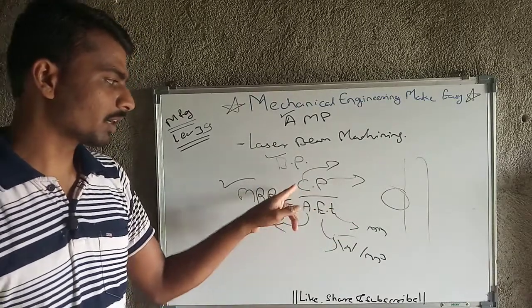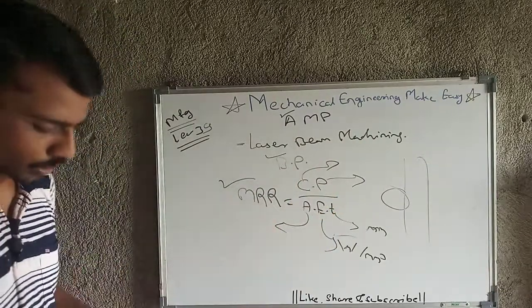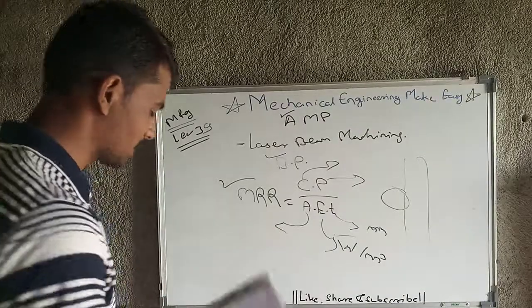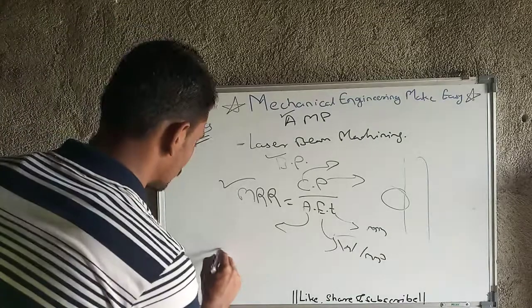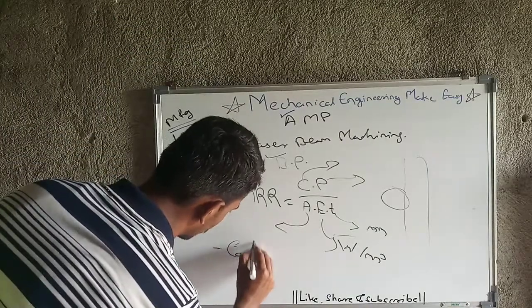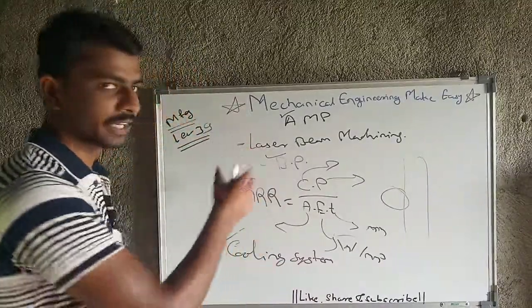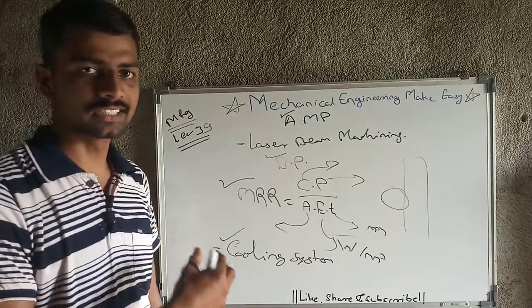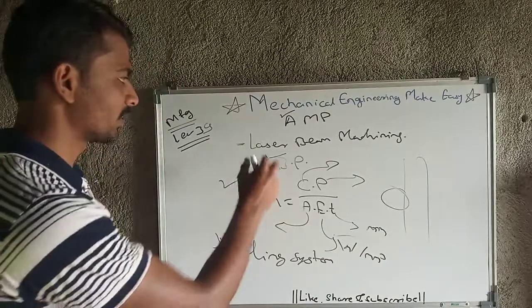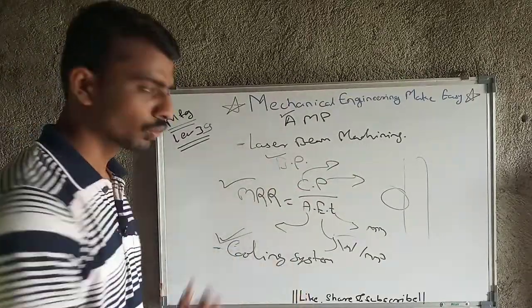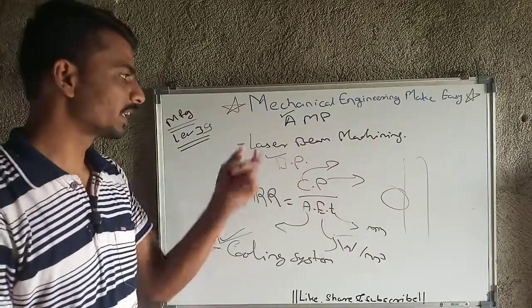So note down this formula, and you should note down what is C, what is P, AET, all the parameters. Okay, and next parameter, that is too much important, and I missed to give you, that is nothing but cooling system. In case of laser beam, we need to apply a cooling system for cooling of that laser generator. So this is also one of the very major disadvantage of laser beam machining, that cooling system is required.